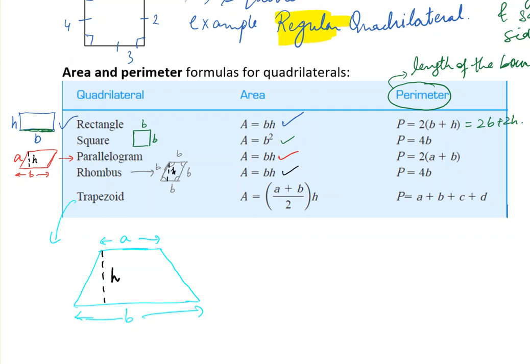So in that case, the area of a trapezoid is given by the formula: area is equal to half the sum of the parallel sides times H. And for perimeter, you simply add all four sides together. So let's say that the other sides are C and D. All right, so this is the overview of all the formulas for different kinds of quadrilaterals. Now we're going to use these formulas to do some problems.